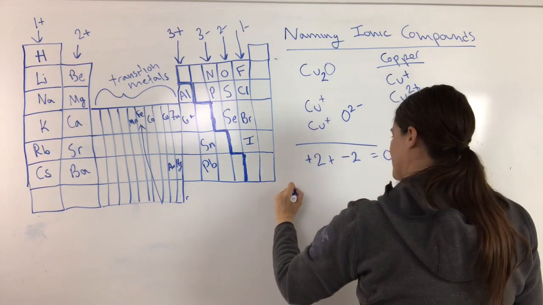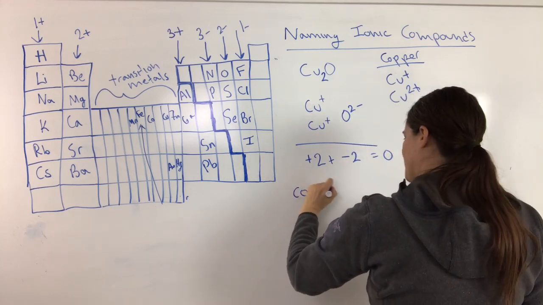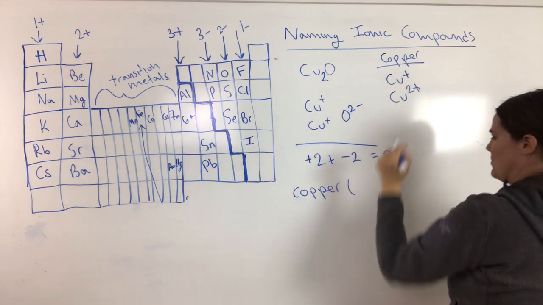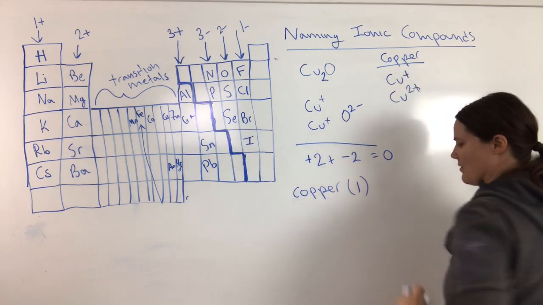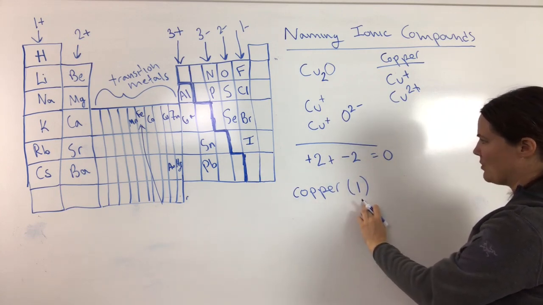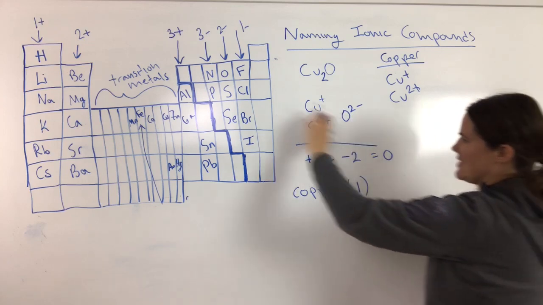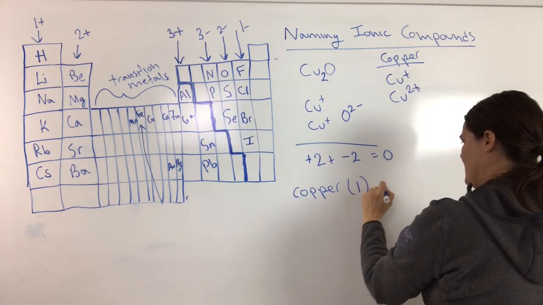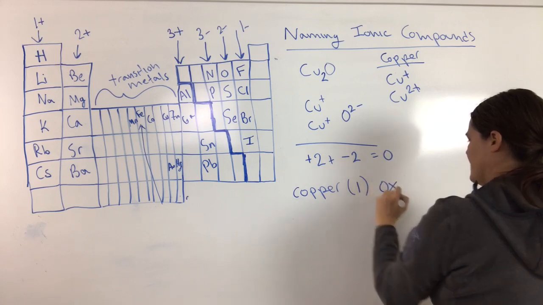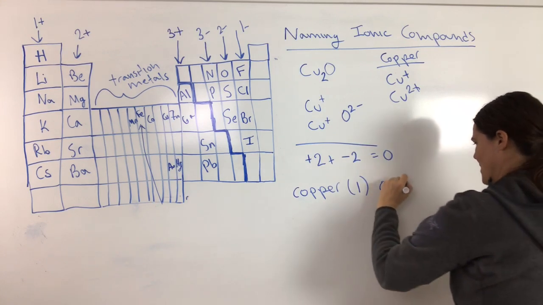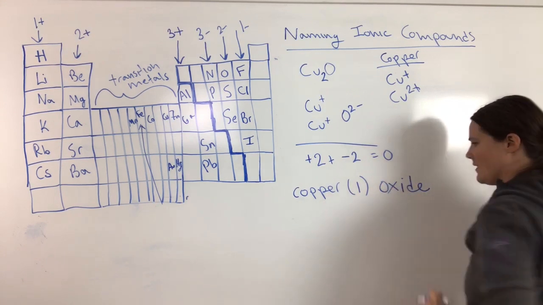So the way we write this is we write the first element, so we have copper, and then we know that it has a +1 charge, so we write 1 in the Roman numeral. So we have copper 1, and then we have oxygen here, so we take the first syllable and add "ide." So this would be copper 1 oxide.